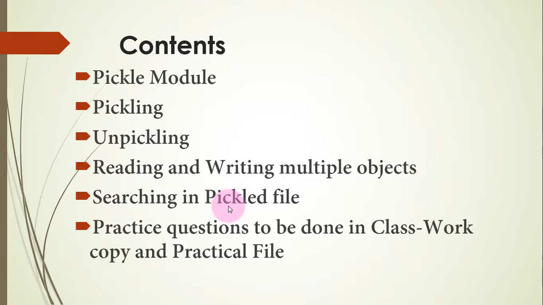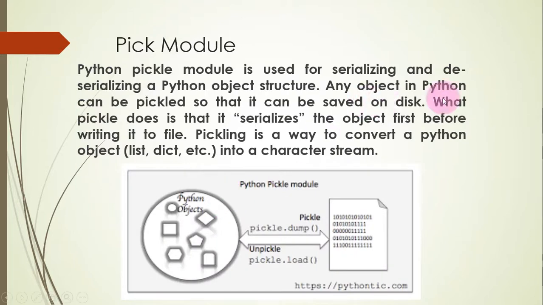So let's start. So let us see what the Pickle module is. Actually, the Pickle module is a library which is used to serialize and deserialize a Python object structure. Any object in Python can be pickled so that it can be saved on the disk. What Pickle does is that it serializes the object first before writing it to a file. Pickling is a way to convert Python objects, a list, dictionary, or your class objects, into a character string.